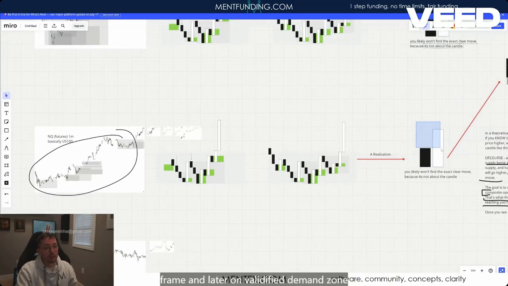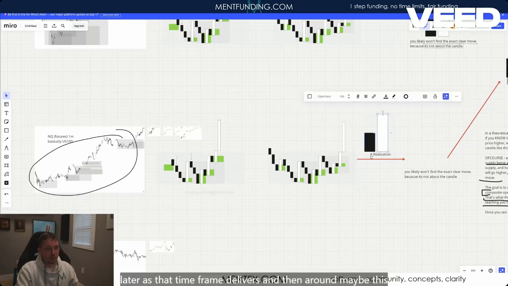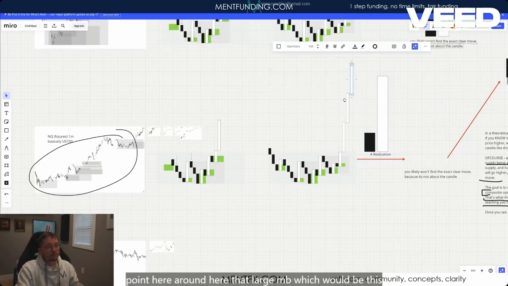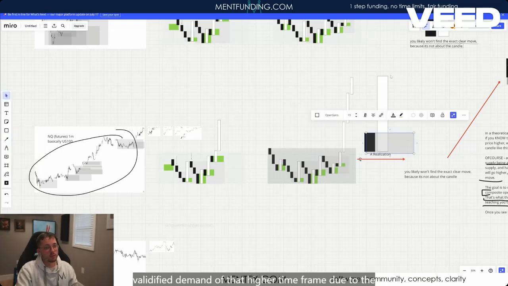This becomes a validified demand zone maybe around here, which validifies the bigger MB, which becomes a higher time frame, and later on, validified demand zone later as that time frame delivers. And then around maybe this point here, that large MB, which would be this zone here, that unvalidified one earlier, becomes that validified demand of that higher time frame due to the candle closure.